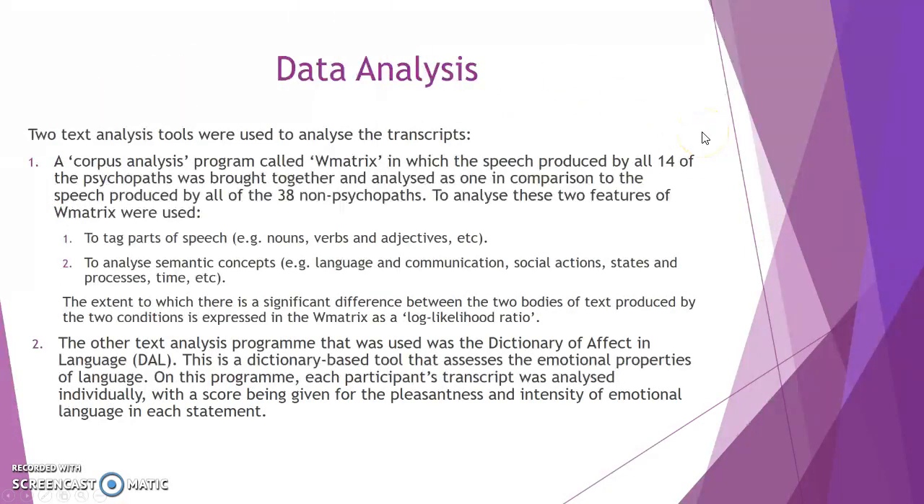Data analysis. Two text analysis tools were used to analyze the transcripts. One, a corpus analysis program called the Wmatrix, in which the speech produced by all of the 14 psychopaths was brought together and analysed as one in comparison to the speech produced by all of the 38 non-psychopaths. To analyse these, two features of the Wmatrix were used. One, to tag parts of speech, e.g. nouns, verbs and adjectives. Two, to analyse semantic concepts, e.g. language and communication, social actions, states and processes, time, etc. The extent to which there is a significant difference between the two bodies of text produced by the two conditions is expressed in the Wmatrix as a log likelihood ratio.